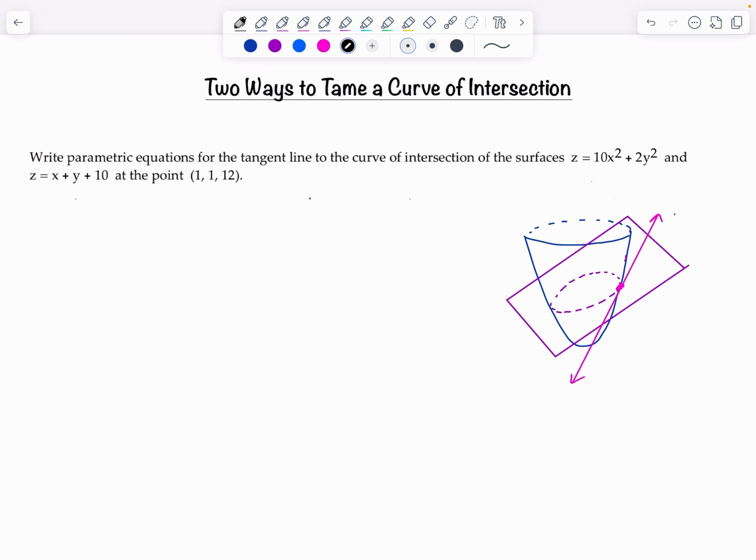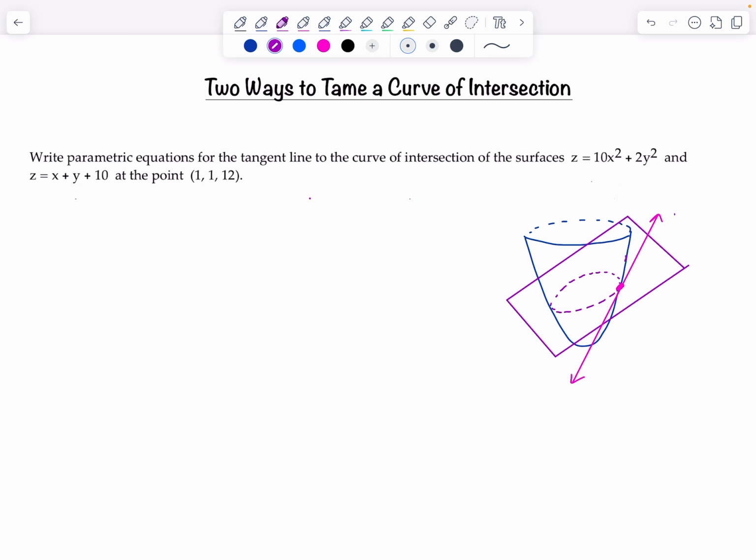So here we go. First one, write parametric equations for the tangent line to the curve of intersection of the surfaces z equals 10x squared plus 2y squared and z equals x plus y plus 10 at the point (1, 1, 12). So I drew a really rough sketch. z equals 10x squared plus 2y squared, that's a paraboloid opening upward. And then z equals x plus y plus 10, that's a plane, right? So here's the curve of intersection. And then the problem is fixing a point, (1, 1, 12), and they want us to find the equation of the tangent line to the curve of intersection at that point.